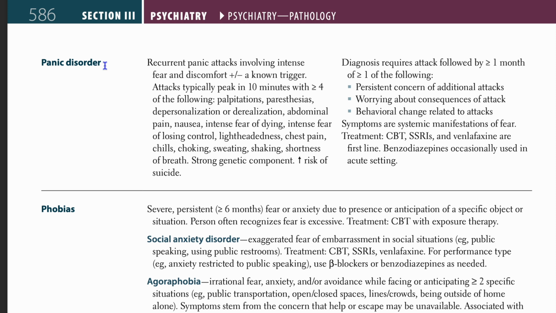trigger. Attacks typically peak in 10 minutes. Okay, and that's important. It could be 10 to 15 minutes, with four or more of the following. So they'll have palpitations, paresthesia, depersonalization or derealization, and abdominal pain, nausea, intense fear of dying, intense fear of losing control, lightheadedness, chest pain, chills, choking, sweating, shaking, shortness of breath.